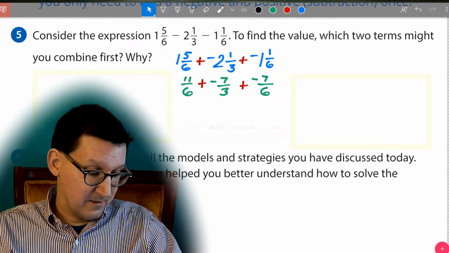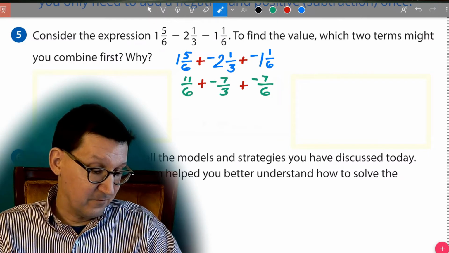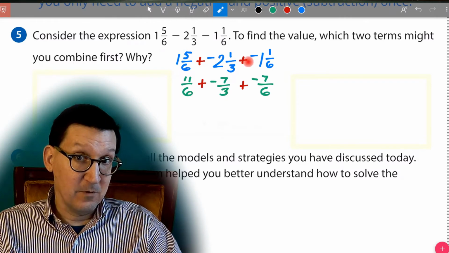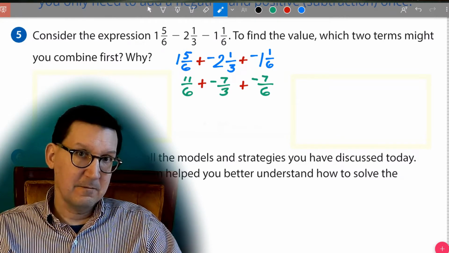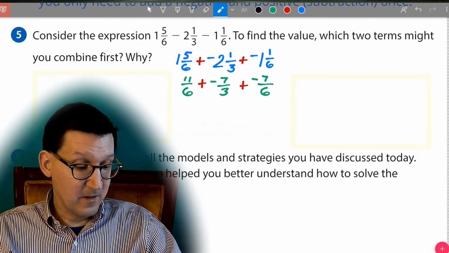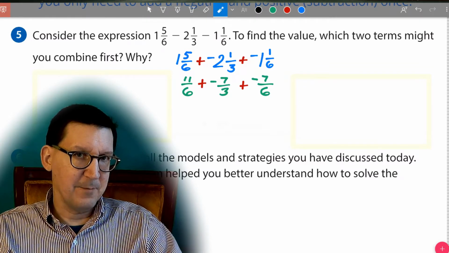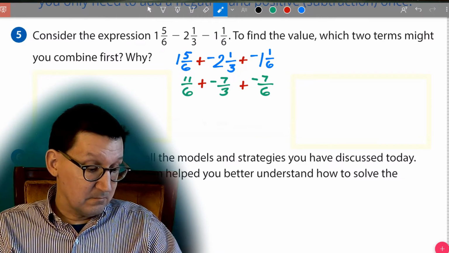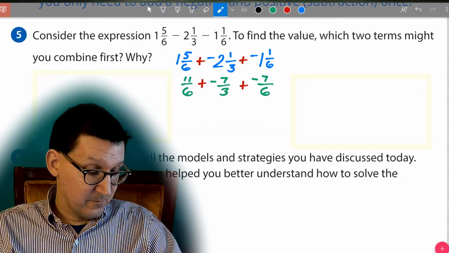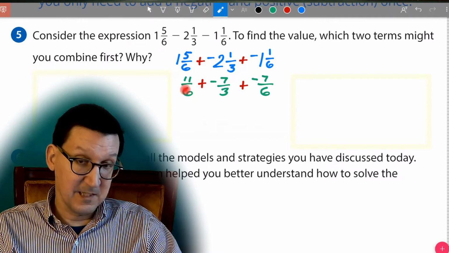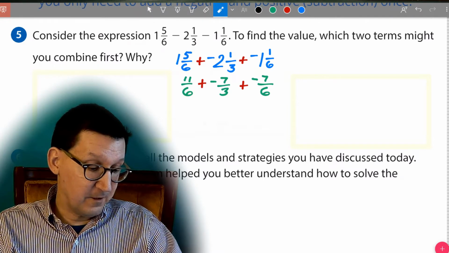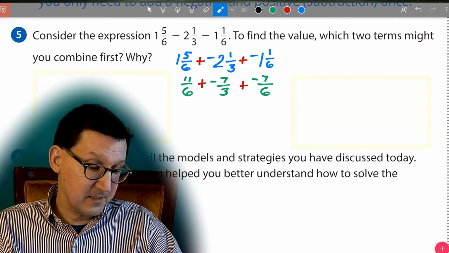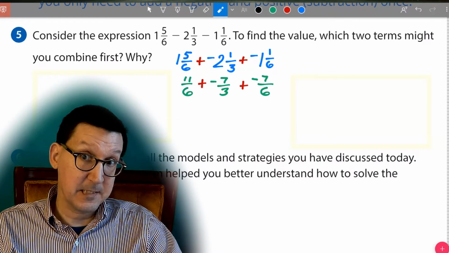In other words, if we turn it into this, if we say it's 1 5/6 plus a negative 2 1/3, plus a negative 1 1/6. Now we can swap all those numbers around and add them any direction we want to. First thing I would do is make them improper fractions, just to keep everything as simple as possible. So, notice I took 1 5/6. 6 times 1 is 6, plus 5 is 11, so it's 11/6 for this one. Negative 2 1/3, 3 times 2 is 6, plus 1 is 7, so that's negative 7/3 for this one. And negative 1 1/6, 6 times 1 is 6, plus 1 is 7, so that's negative 7/6 for this.